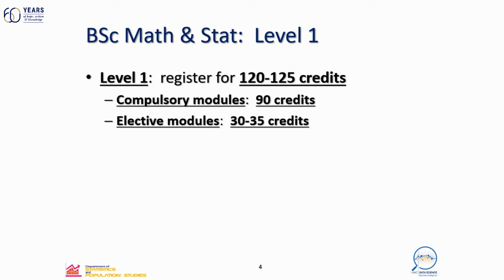When you start at UWC as a BSc Maths and Stats undergraduate, you are at level 1. At this level, you need to make sure that you register for a total of 120 credits. How do you acquire these credits? Well, each module that you register for has a number of credits associated with it. At level 1, 90 of the 120 credits need to come from compulsory modules. The remaining 30 credits then need to come from elective modules.